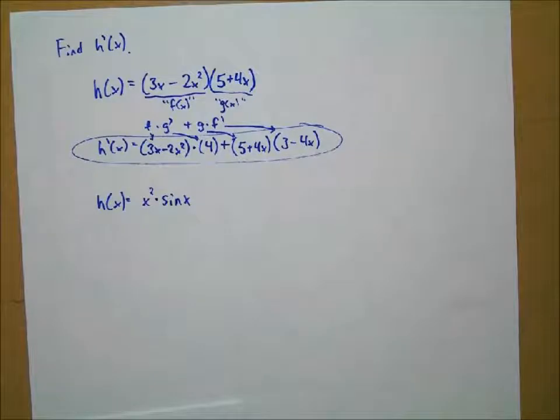X squared times the sine of x. Okay. Can we multiply out x squared times sine x? Like we could here? Can we multiply that out? Can we simplify this anymore? Okay.